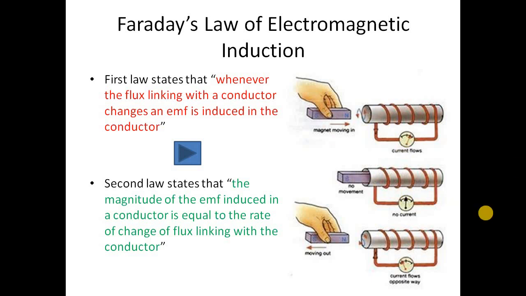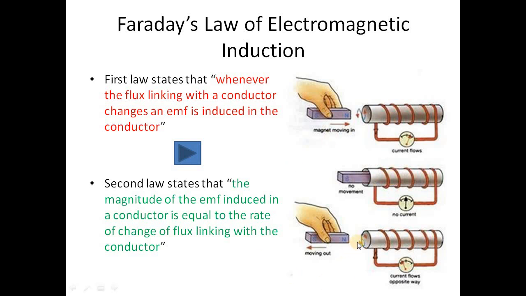When the magnet is kept at a stationary position, even though the magnetic flux is linking with the coil, there is no change in the flux linking; it is constant. Whatever flux is linking with the coil is constant with respect to time. So even though you have the maximum flux linking, there won't be any EMF induced. For an EMF to be induced, there must be a change in the flux linking with the coil.